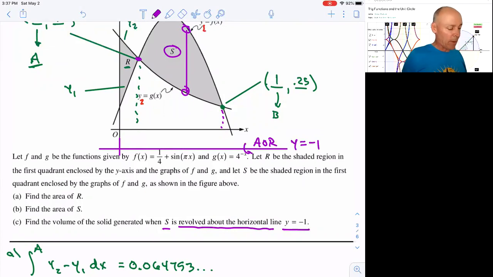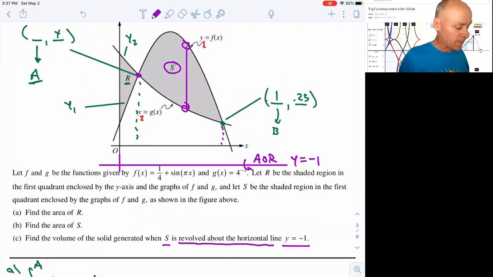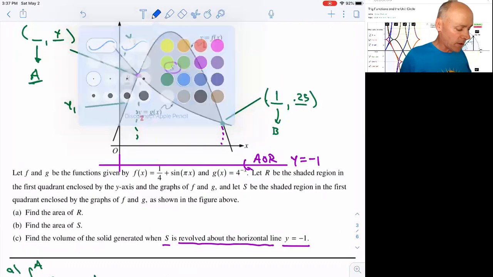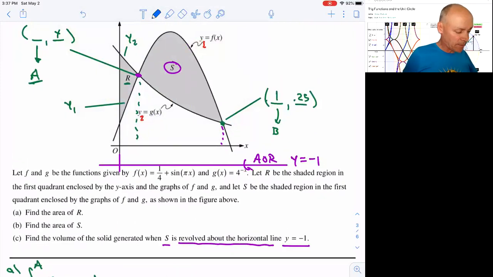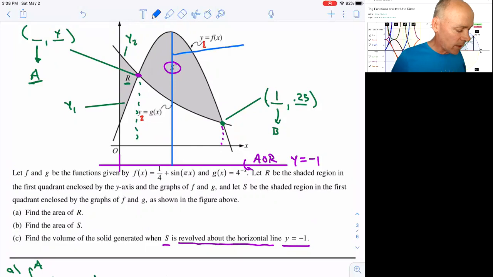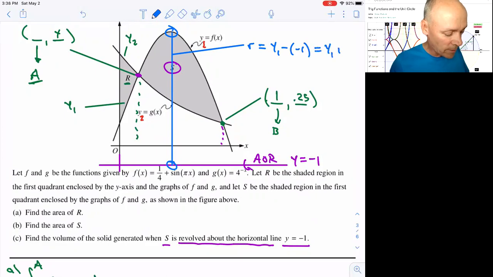Now I'm going to have my two radii. First radius, and again, when I draw my radii, I always start where? You got it, the axis of rotation. So that's going to go up all the way through my region, right there. That's going to be lowercase r. And r is going to be equal to what's that upper function? Looks like it's y1 minus my lower function, which is minus -1. Now I can simplify that a little bit. That's just going to be y sub 1 plus 1 unit.